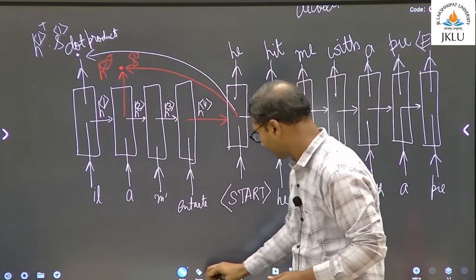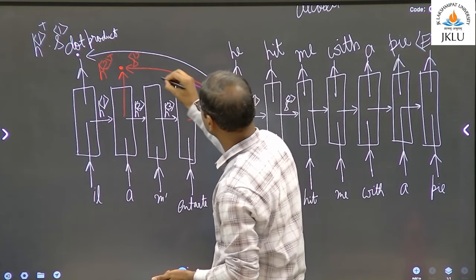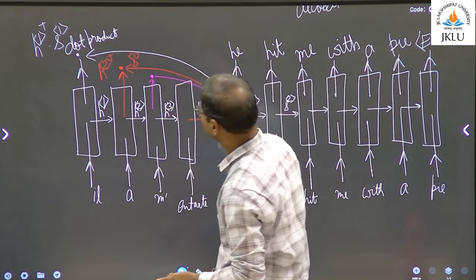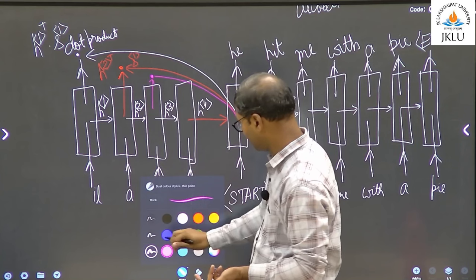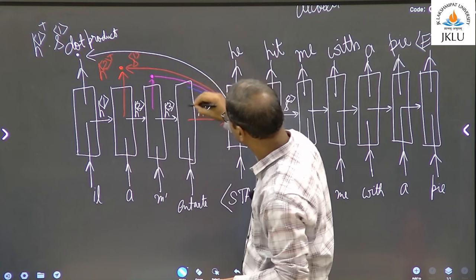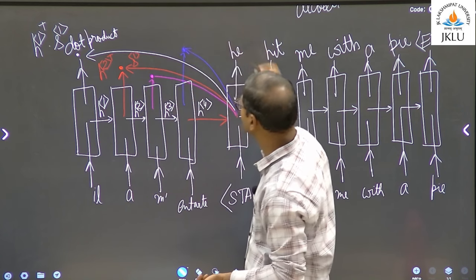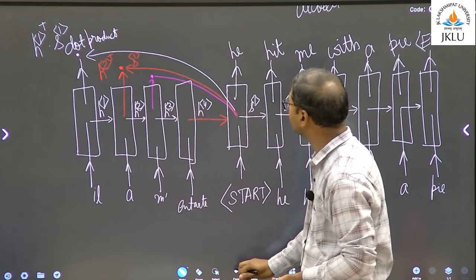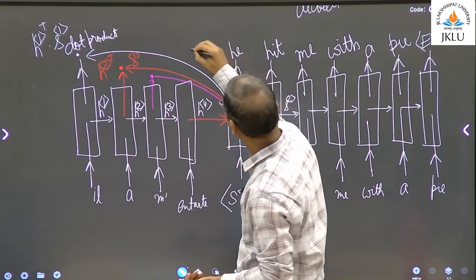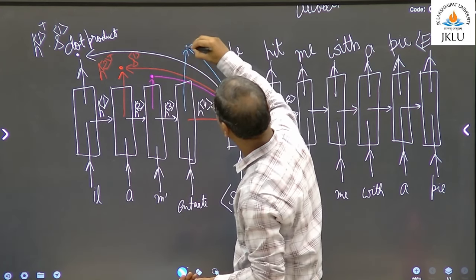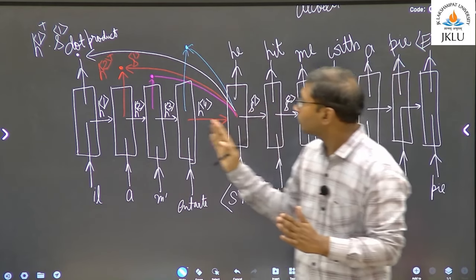h3, which color now? Let's say this one. Okay, what else? Which color is left? Blue. I don't think this blue is visible. Okay, good that this sentence was just 4 words. So this is the dot product of h4 with s1. So what do you see here? Where are we going?